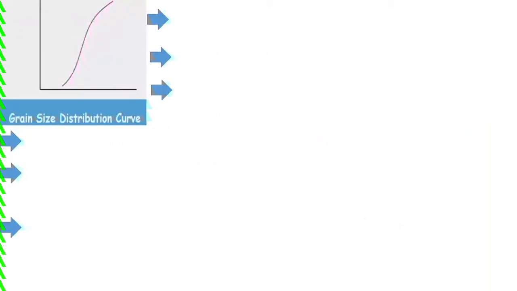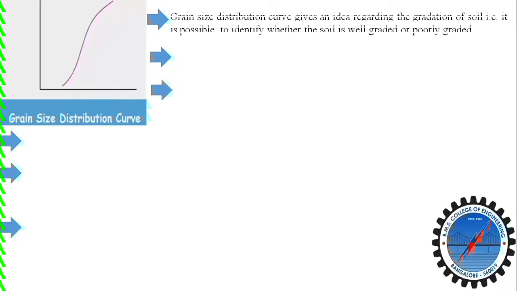Before explaining the procedure, we will know some theory part of it. That means the grain size distribution curve gives an idea regarding the gradation of soil. That means it is possible to identify whether the soil is well graded or poorly graded.